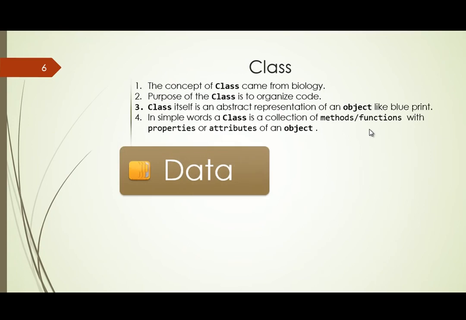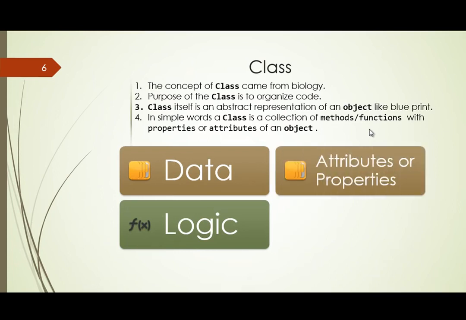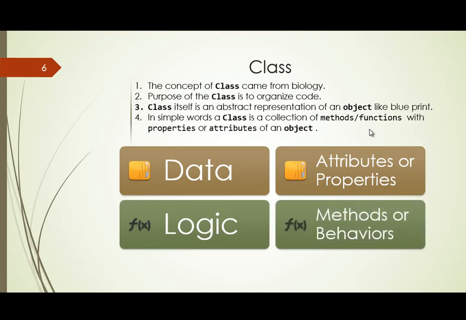A class should have two layers. One is data and another is logic. The data layer is also known as attributes or properties, and logic is also known as functions, methods, or behaviors.